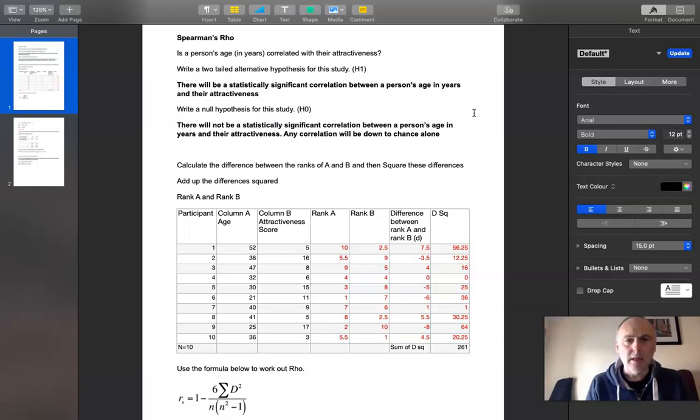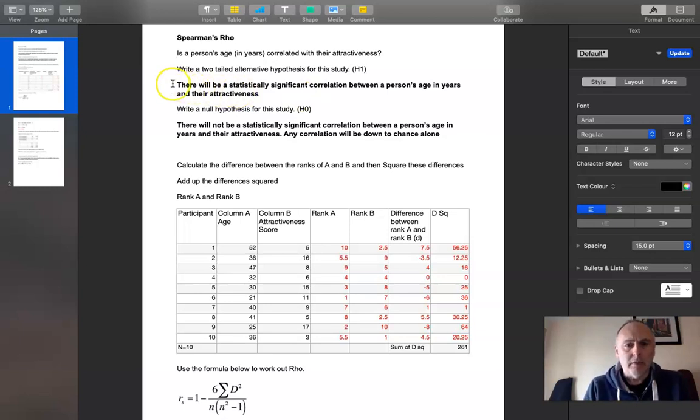All right then, so the example that we're going to look at is this one here. Is a person's age in years correlated with their attractiveness? And the first thing we're going to do is to write a two-tailed alternative hypothesis for the study. If you remember, with a two-tailed hypothesis, we don't have to give any direction. In other words, we simply have to say that we think there's going to be a correlation, some sort of relationship between them. We don't say whether that's going to be a positive or a negative relationship, just simply that there's going to be some sort of correlation.